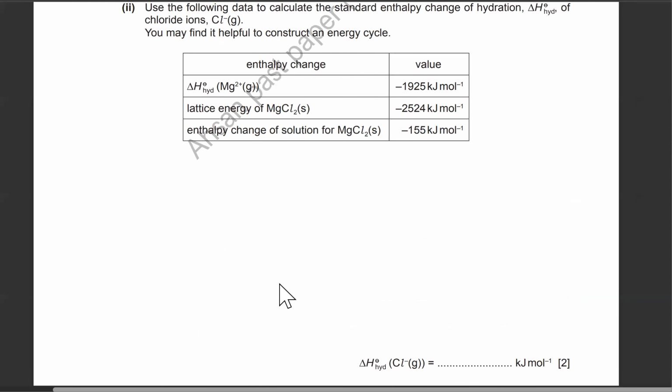In this question, you're supposed to figure out the enthalpy of hydration of Cl ions. It's a similar question. The lattice energy is given, the enthalpy of solution is given, the hydration of magnesium ion is given. So I'm going to draw the Hess cycle, which is MgCl2 solid turning into aqueous ions: Mg2+ aqueous and 2Cl- aqueous. That's your enthalpy change of solution.